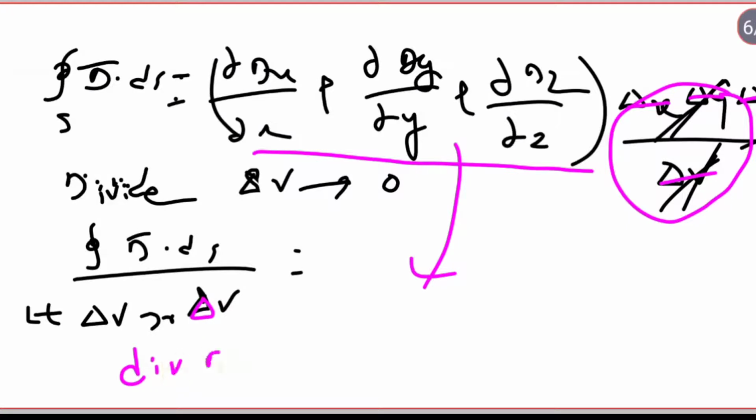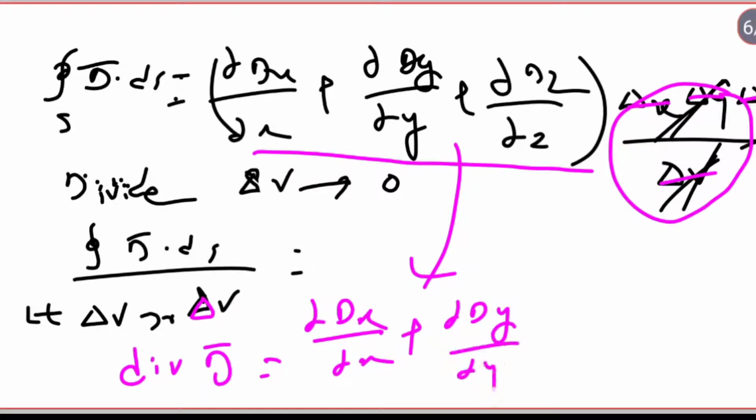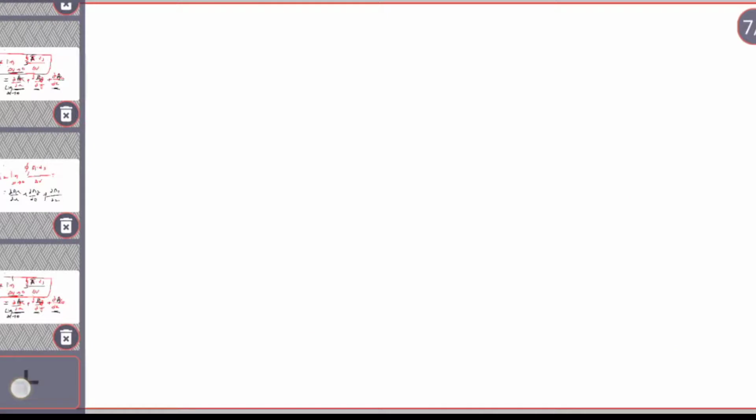Divergence of D bar equals ∂Dx/∂x plus ∂Dy/∂y plus ∂Dz/∂z. We can write it like this, and that is also equal to ρv, the volume charge density. The differential volume having charge density is known as ρv. This is called divergence of D bar equal to ρv, which is Maxwell's equation.